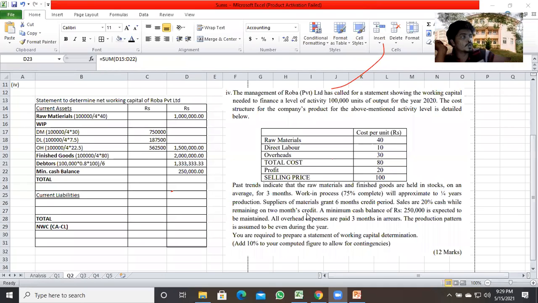So what we need to do: total credit sales of the year equals 100 into 100,000 into 80%. On average we divide by 12 to get the per month value. Since it says 2 months credit, we multiply that by 2. 2 over 12 means we can directly put 6.